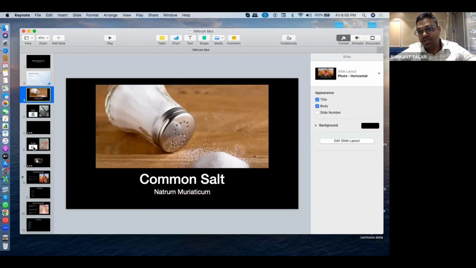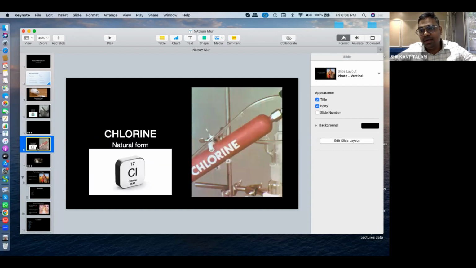So in case of loss, there will be dryness. In case of accumulation, there will be edema or swelling. So this is very important. Dryness and retention. This is the main thing that you will find in this remedy. And a lot of its symptoms are expressing the same pathophysiology. And the other element in sodium chloride is chlorine.